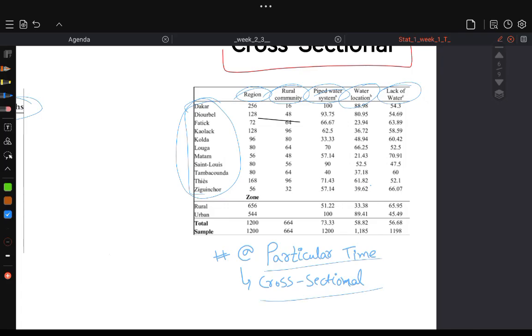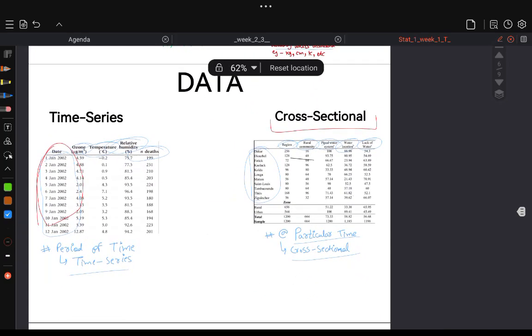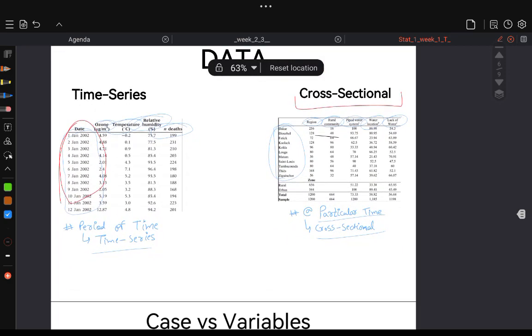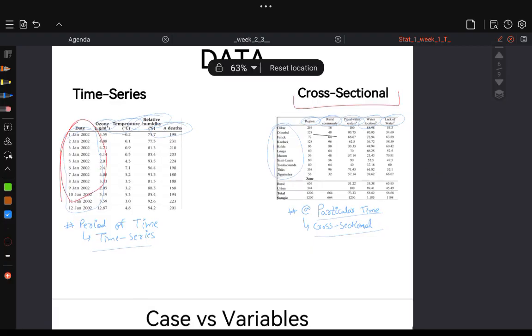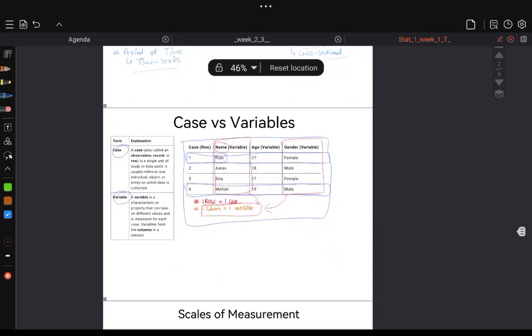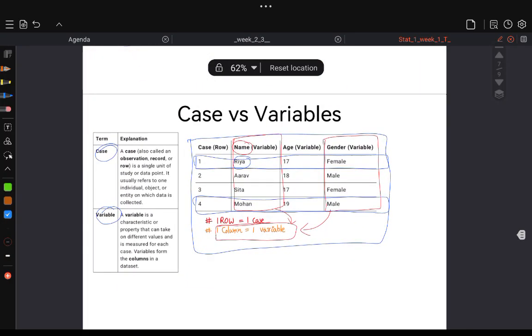So data we divided three times: first unstructured and structured, then we divide into numerical and categorical, we divided the numerical into discrete and continuous, and now we are dividing the data into time series and cross sectional. Time series means a period of time is used, whereas in cross sectional there is a particular time we are using. Now comes the cases and variables part.